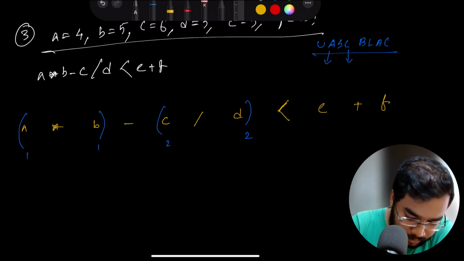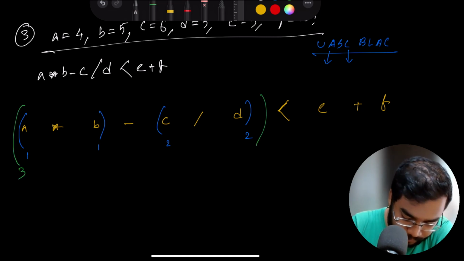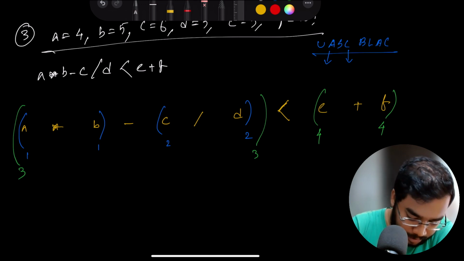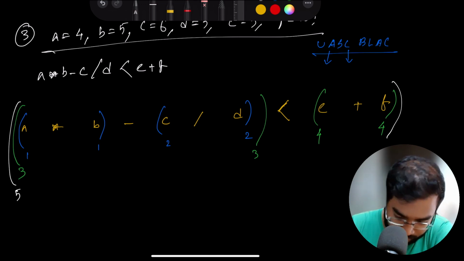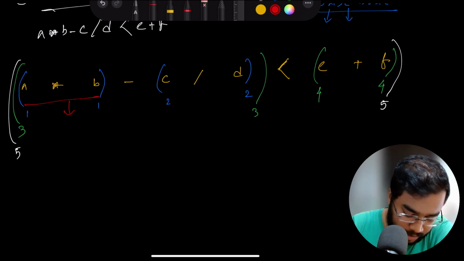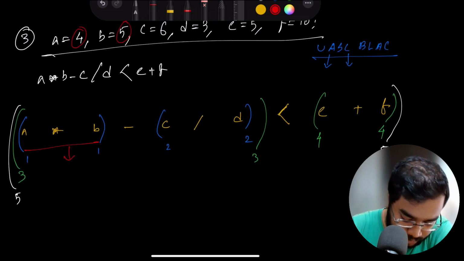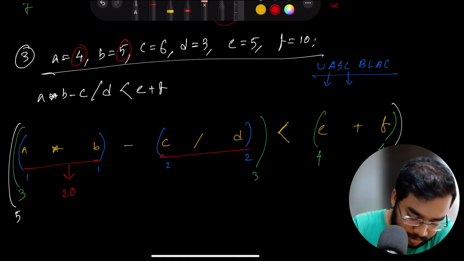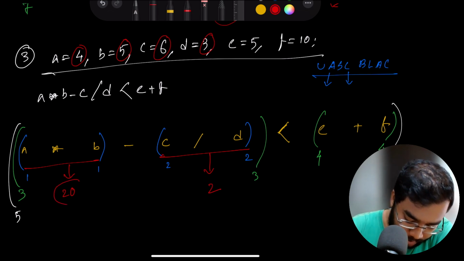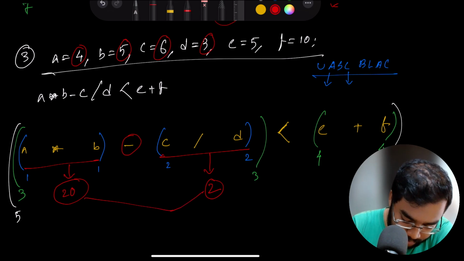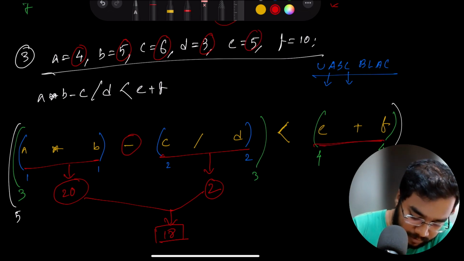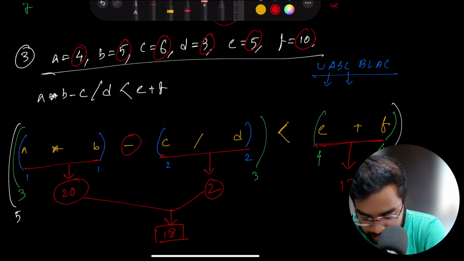So this is done, then this would be number 3, this would be number 4, and this would be number 5. Now let's evaluate. A asterisk B means 4 into 5, which is 20, and C divided by D, so 6 divided by 3, which is obviously 2. Now this is number 3. Then 20 minus 2 is obviously 18. Now this is number 4, E plus F. E means 5, F means 10. That means it is 15.